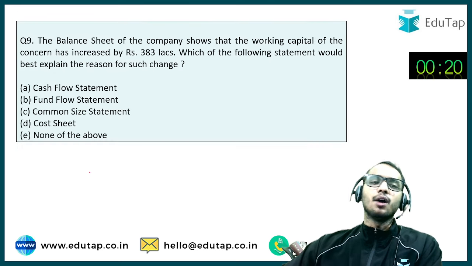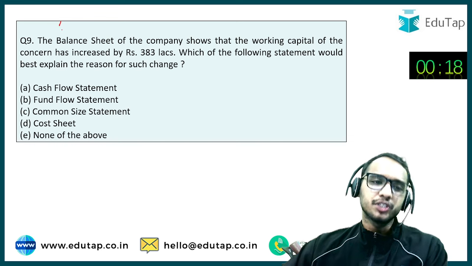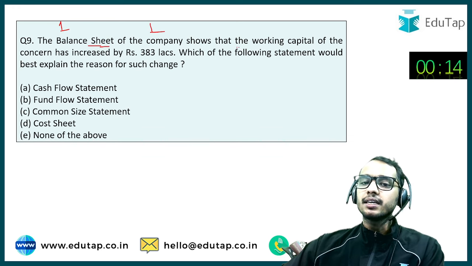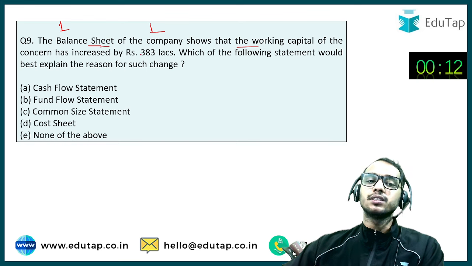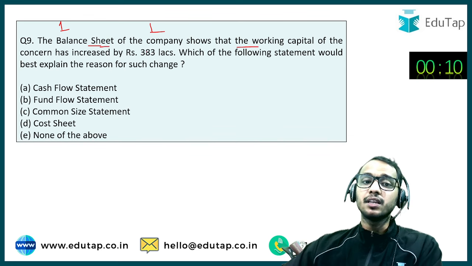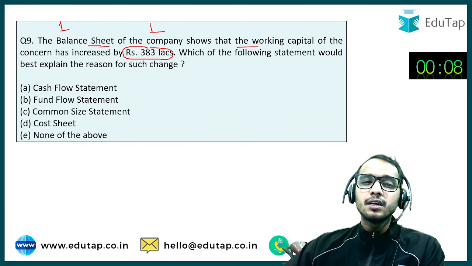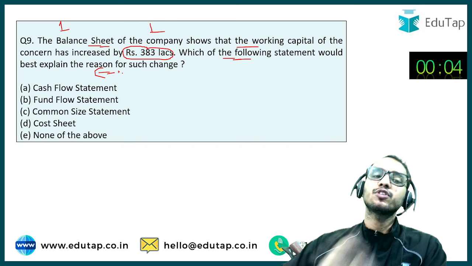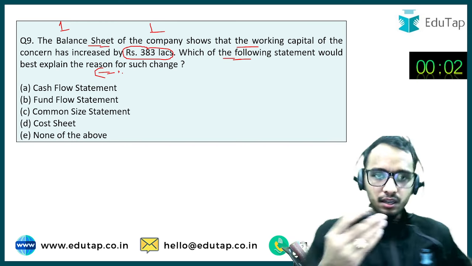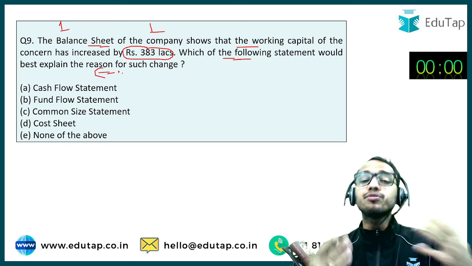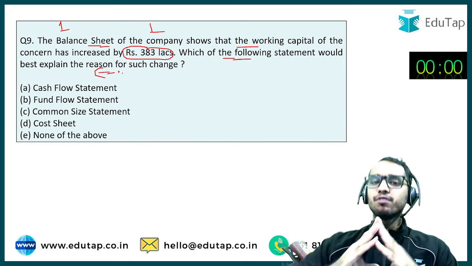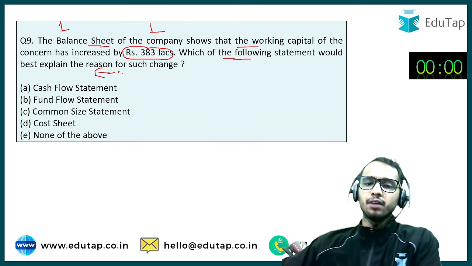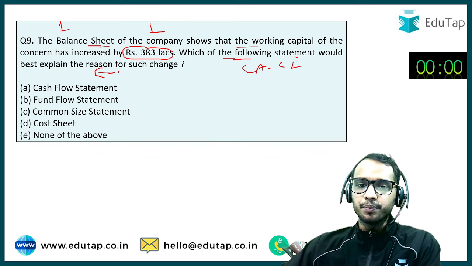Now let's come to the 9th question of the day. It says the balance sheet of the company shows that the working capital of the concern has increased by 383 lakh. Which of the following statements would best explain the reason for such change? Please remember, this is the next topic we are discussing. It's about fund flow statement. In the fund flow statement, whatever change is there in the working capital. What is working capital? Working capital is current asset minus current liability.